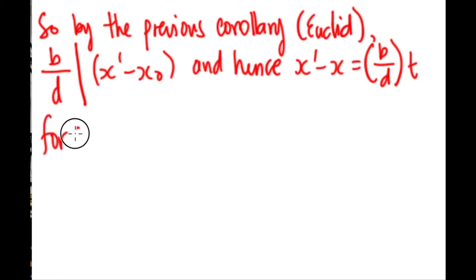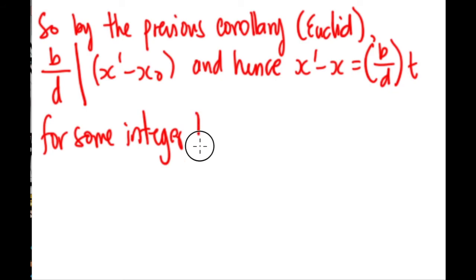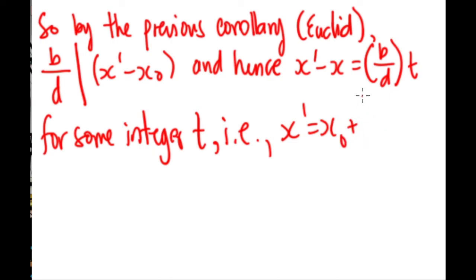For some integer t. So that is to say, x prime is equal to x sub 0 plus b over d times t. I forgot, this should be x sub 0. Okay. Now substituting this x prime minus x sub 0 in the equation.